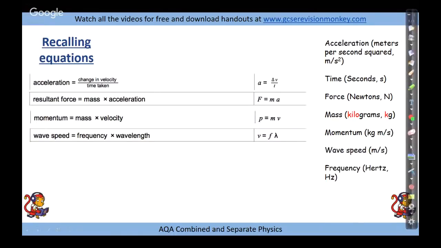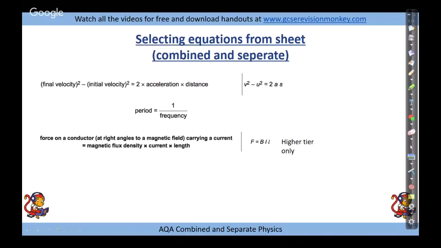Okay, wave speed again, meters per second. Now frequency is measured in hertz. Frequency measured in hertz means 1 wave per second. 1 hertz is 1 wave per second, and wavelength is measured in meters. Okay, now you might be asked to select equations from the equation sheet you get given.